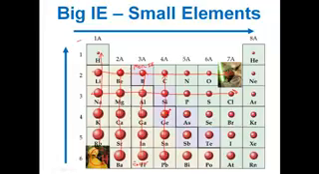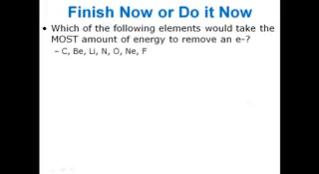The last thing we need to cover now is just a simple assessment question. Okay? Which of the following elements would it take the most amount of energy to remove an electron from? Or which element has the highest ionization energy? Higher ionization energies come from small atoms. The smallest atom in this group is going to be neon. It is the farthest to the right. It has the highest ionization energy.